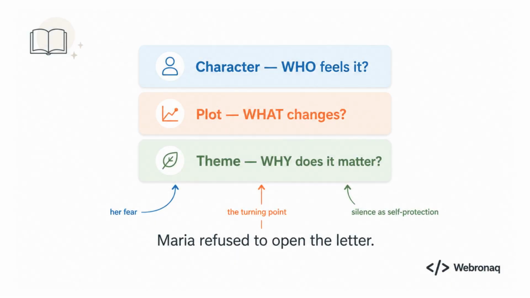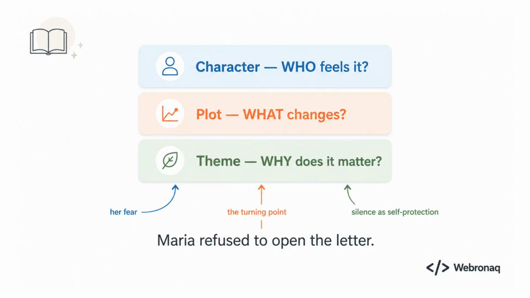Alright, so we have established that imaginative texts ask more of you than factual ones. Now let us look at exactly how to read narrative and fiction. Every story runs on three things: character, plot, and theme. Character is who the story follows and what they feel. Plot is the sequence of events, but more importantly, what changes. Theme is the deeper idea the story is quietly arguing.